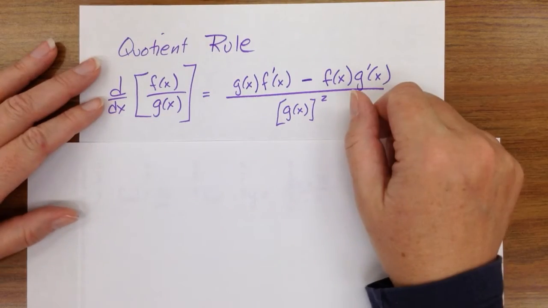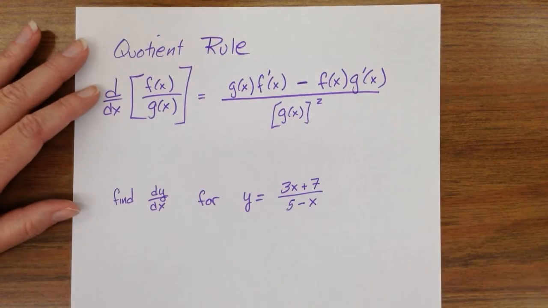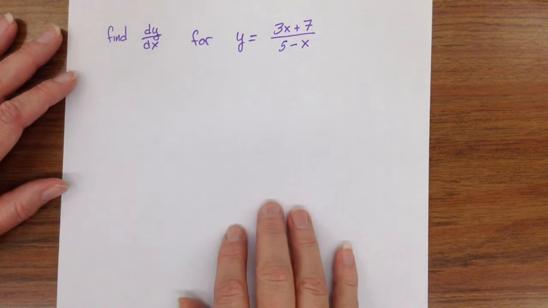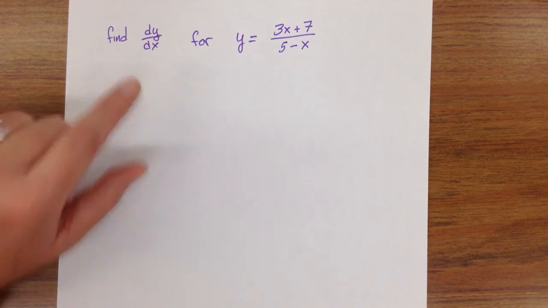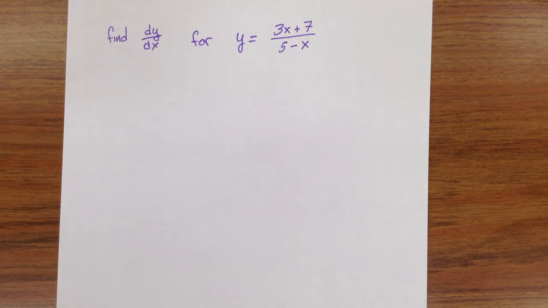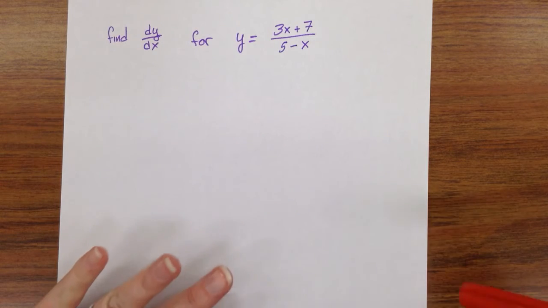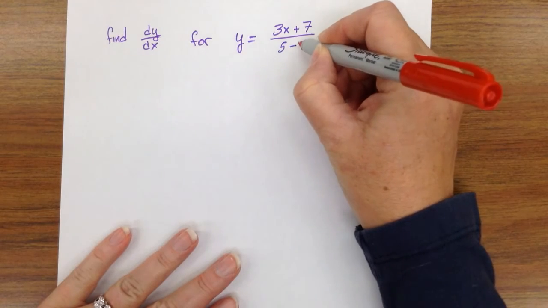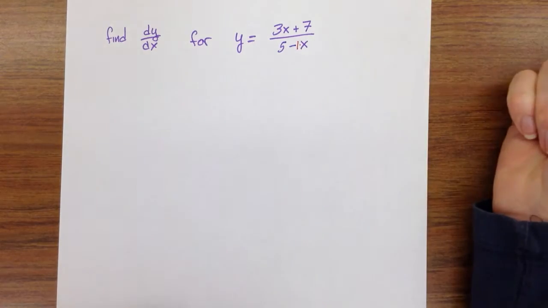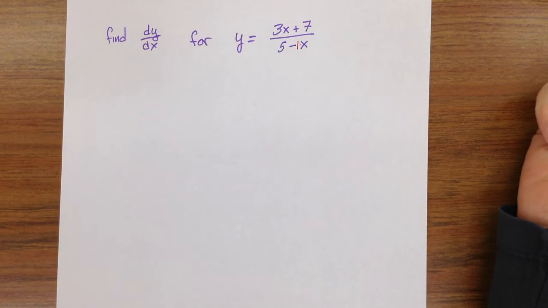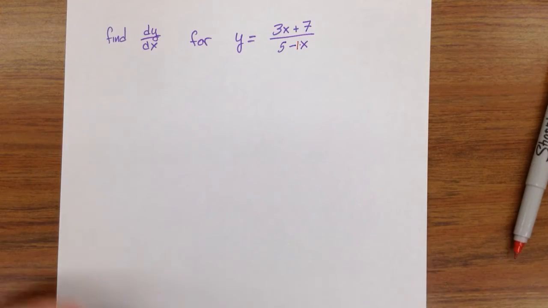All right, let's do an example, shall we? Find the derivative for y equals 3x plus 7 over 5 minus x. I want you to be crystal clear about this denominator. That x has a scalar of -1. Just be careful, all right? Be careful. So let's start this.